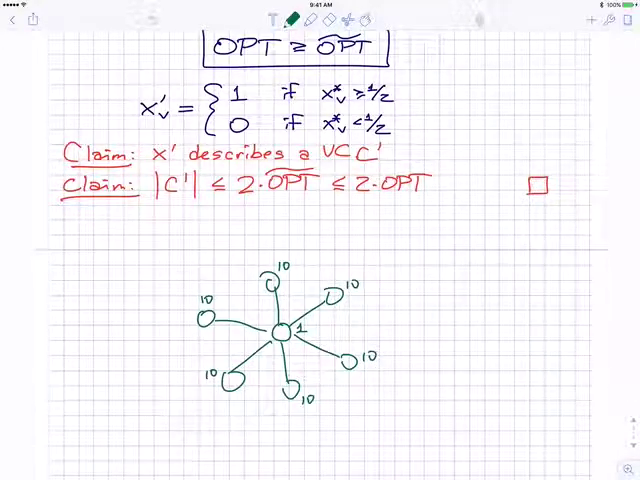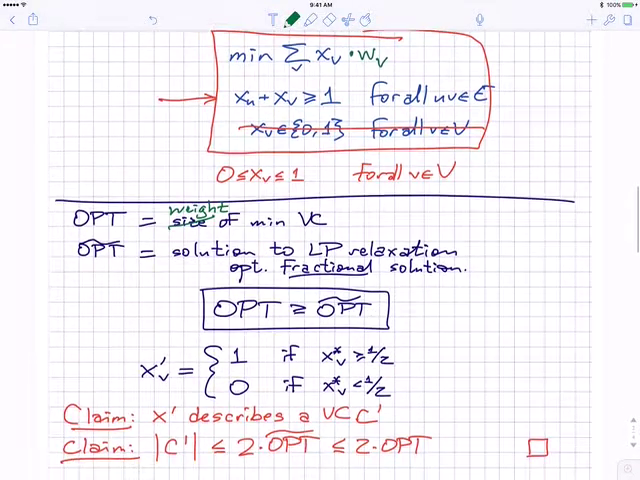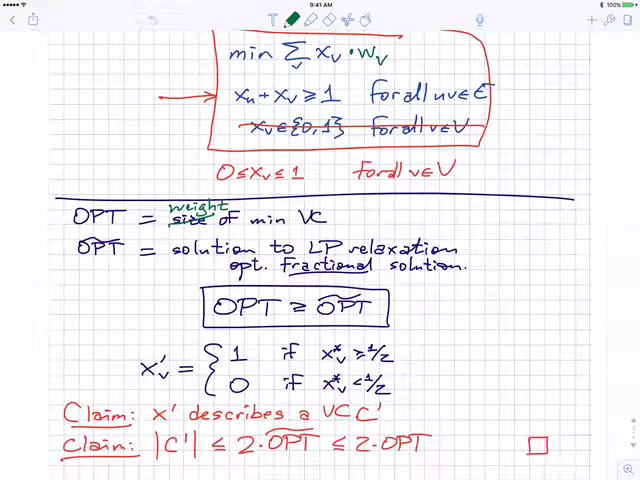When you're rounding up, you're increasing the objective by at most a factor of 2. I'm going from half to 1, so I'm at most doubling. I'm multiplying by 2 in the worst case. That's where this 2 comes from. This 2 is the reciprocal of this half.